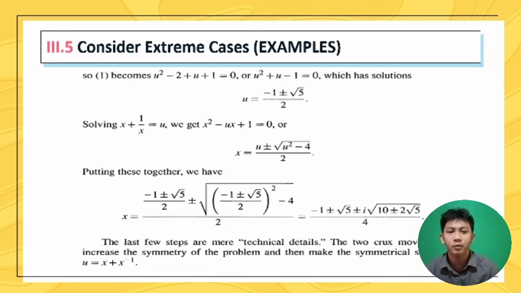The last step is mere technical details. The two cross moves were to increase the symmetry of the problem, then make the symmetrical substitution u is equal to x plus x raised to negative 1.